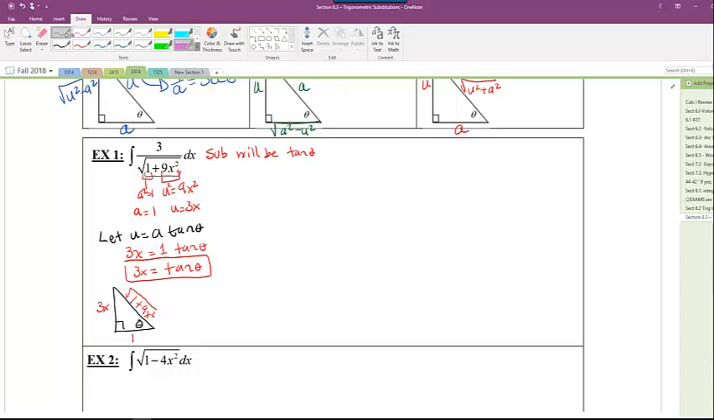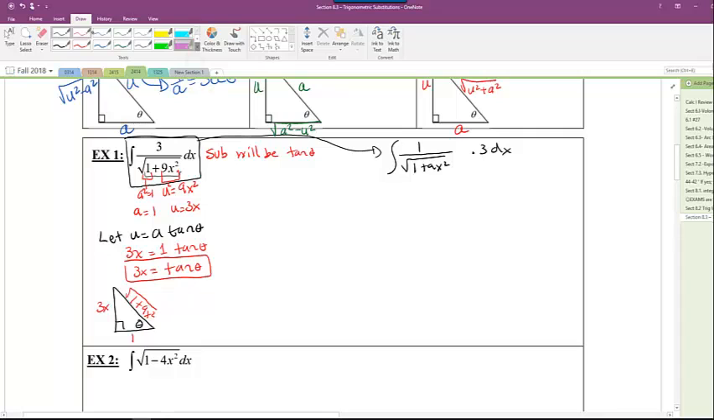We want to, again, transform this entire integral from something in x to something in theta. So I'm going to rewrite it over here, and we're going to look at it as the integral of 1 over the square root of 1 plus 9x squared times 3 dx. So I know I need to replace the square root of 1 plus 9x squared, and I also need to replace 3 dx in this problem.